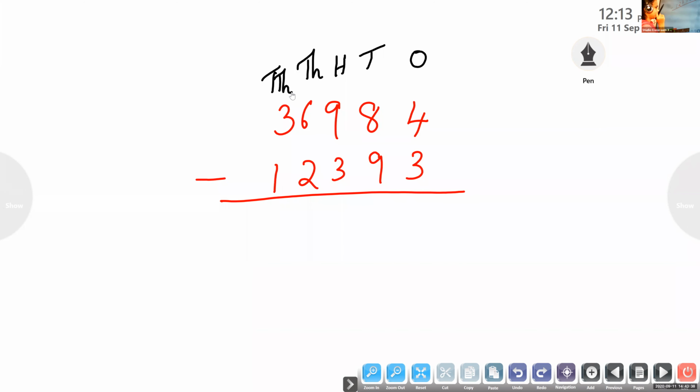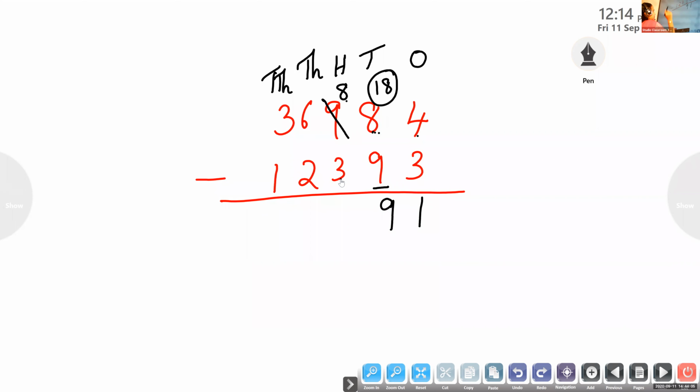4 minus 3? 1. See, number on the top is big. No need to borrow. Here 8. Can we take 9 from 8? No, ma'am, borrow. From 9. So 9 becomes 8 and 8 becomes 18. Very good. 18 minus 9 is 9.